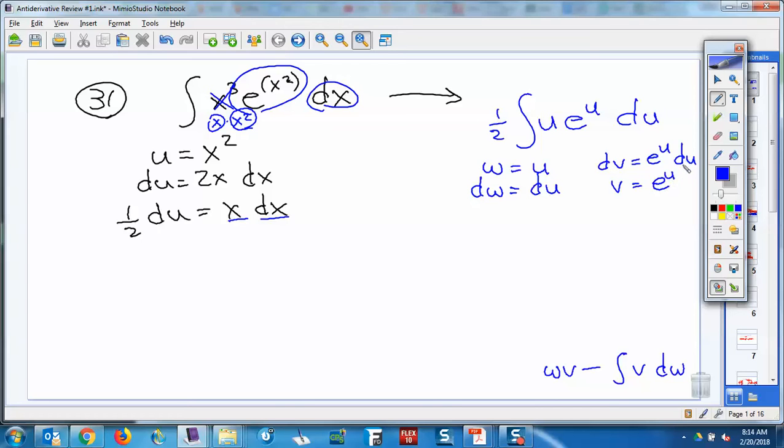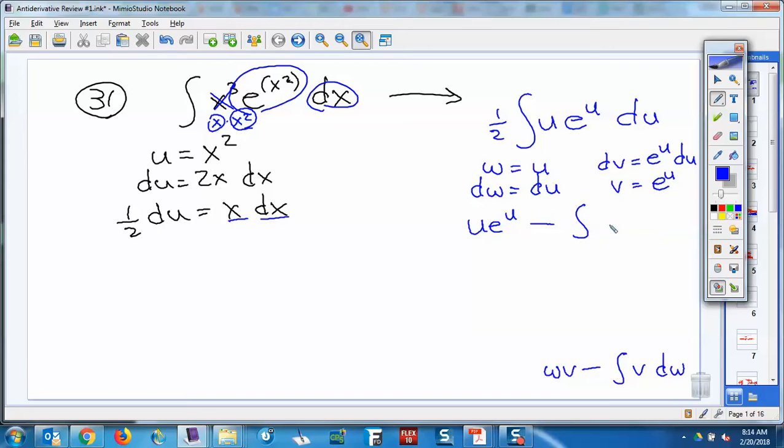e to the u. And what happens to that du, Braylon? It just disappears, right? That du just goes away because we're just doing the reverse. We're just doing the antiderivative of this. So we just do the antiderivative of that, and we get that right there. Okay, so now what do we got? We got wv, so this times this.